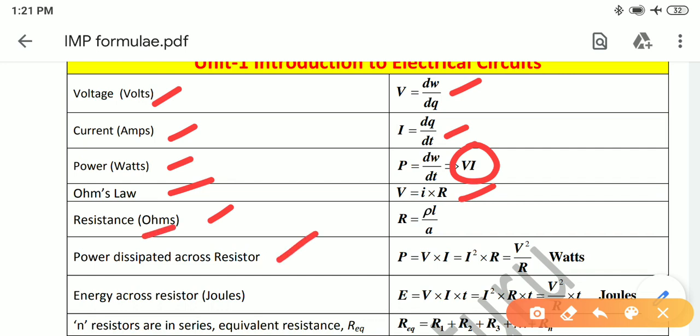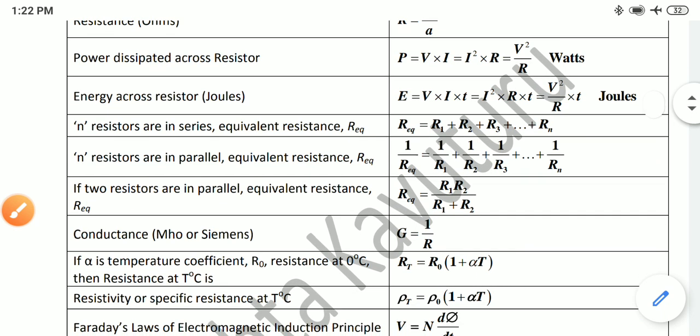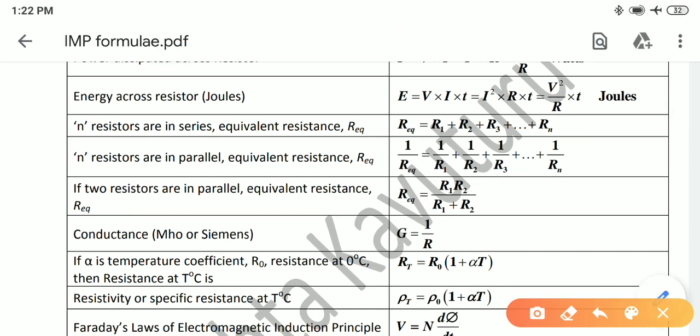Next, the power dissipated across resistor is P is equal to VI. From V is equal to IR, if you substitute this, you will get I square R, or I is equal to V by R, if you substitute that, you will get V square by R. Next, energy across resistor E is given as E is equal to energy, nothing but power into time. Therefore, V into I into T, or I square R T, or V square by R into T. The unit for energy is joules.